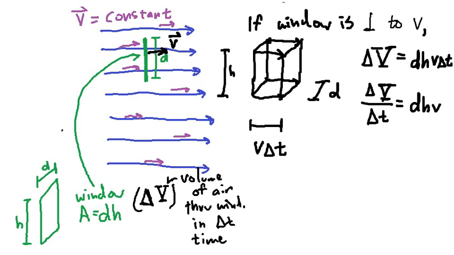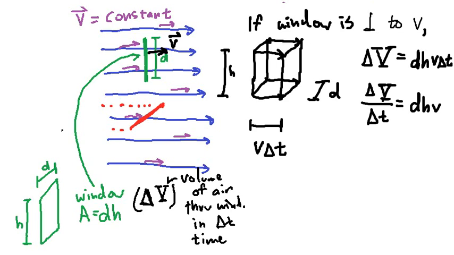Okay, so now in this case your delta V, or delta capital V, is going to be just the volume of this, right? Which is then D times H times, no, I'm sorry, times V times delta T. And then if you want what we would call a flow rate of volume, we just turn this into delta V over delta T, and that's equal to D times H times V, your speed, okay?